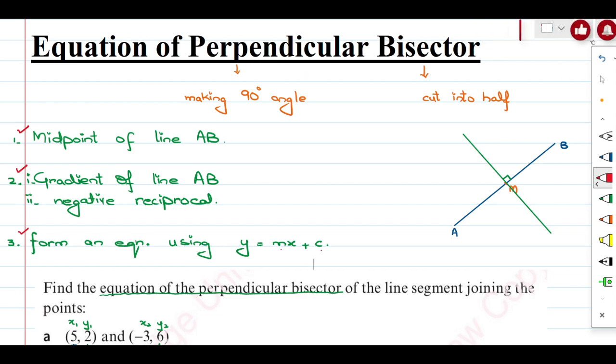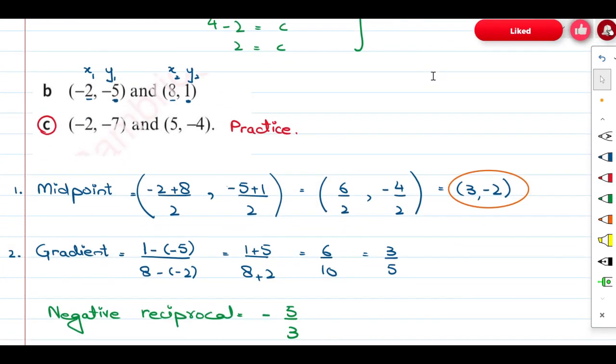The third question I'm assigning you as homework. As a practice, you have these coordinates. You have to practice this and send me the final equation of the perpendicular bisector in the comment section. Or if you still have any queries on this topic, you can ask me in the comment section.